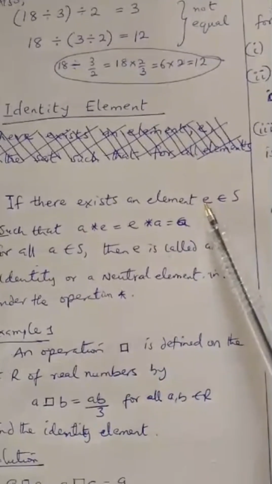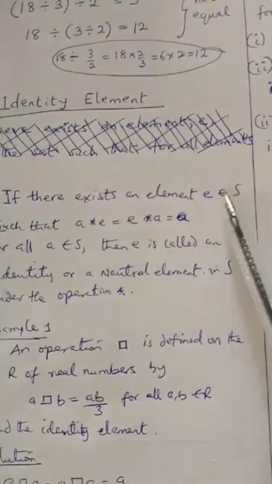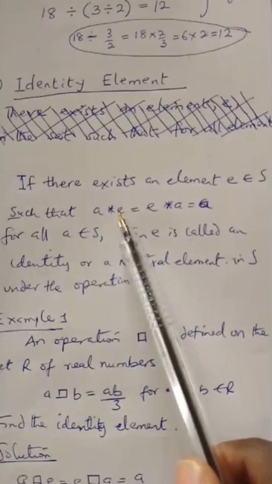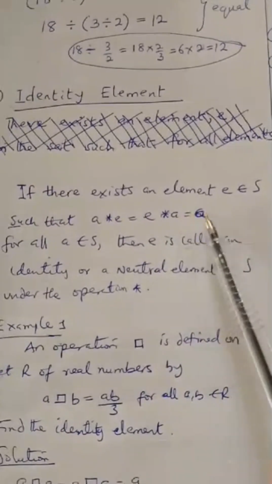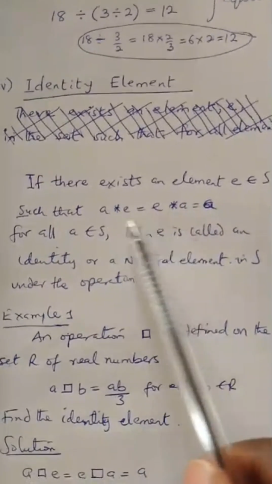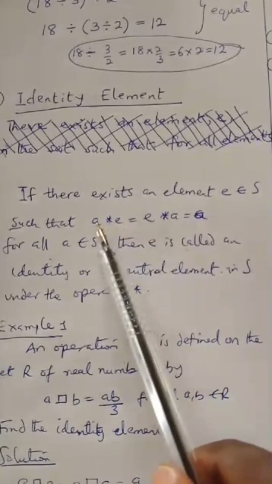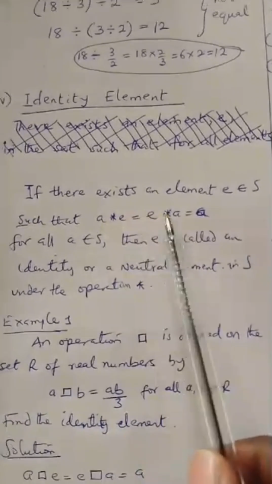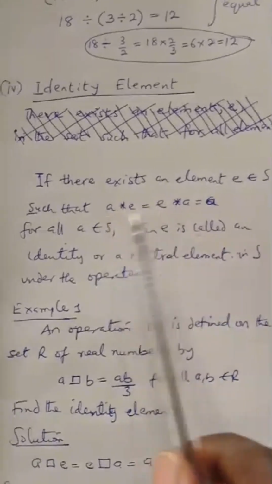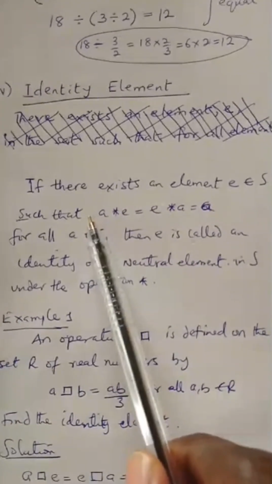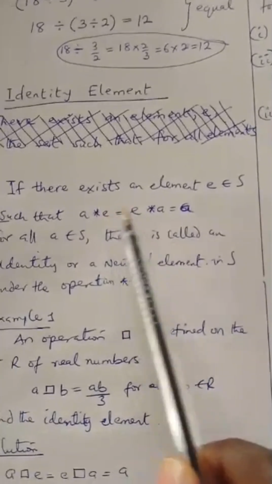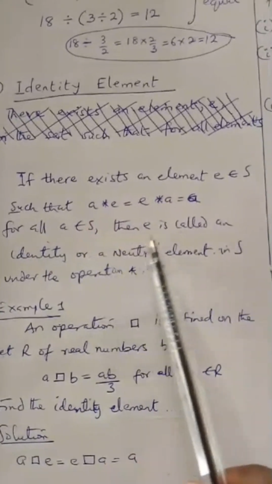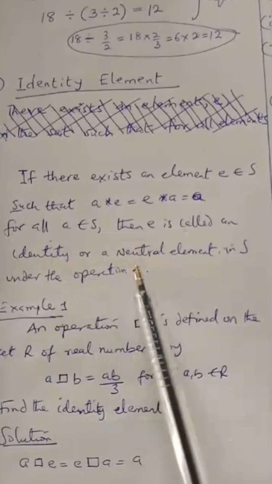So let's have an element E. If there exists an element E that belongs to set S, such that A operation E is equal to E operation A is equal to the same A. Okay, they're also telling us that the operation between A and its identity element is commutative: if you swap operands, you get the same A. So if A operation E is A, for all A belonging to a given set S, then E is called an identity or neutral element.